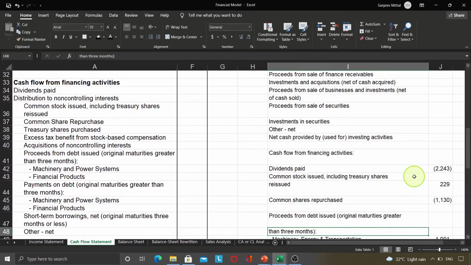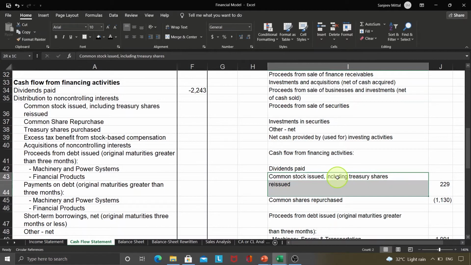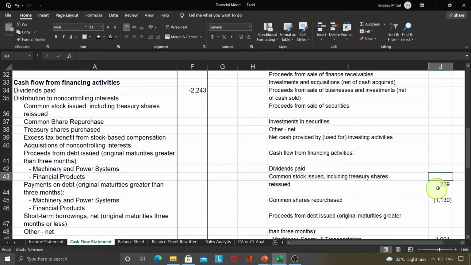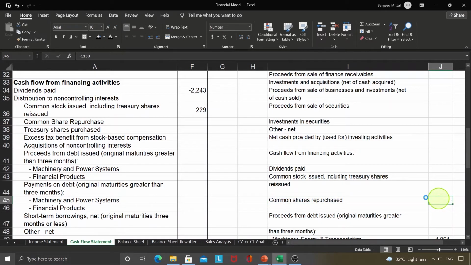For cash flow from financing activities, we are having our dividend paid of 2243, and this 2243 dividend paid is here, as you can see, 2243. After that, there is a common stock reissue of 229, and I can show you that there is a common stock reissue of 229. After that, common share purchased 1130. If you want to see 1130 common share repurchase here, this is your common share repurchase.